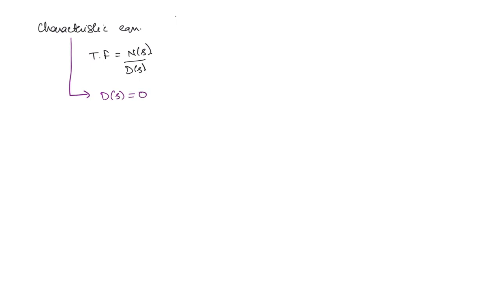Otherwise, if you are not equating it to 0, it will be simply called characteristic polynomial. Okay. If you are equating to 0, it will become an equation, which is called as characteristic equation.